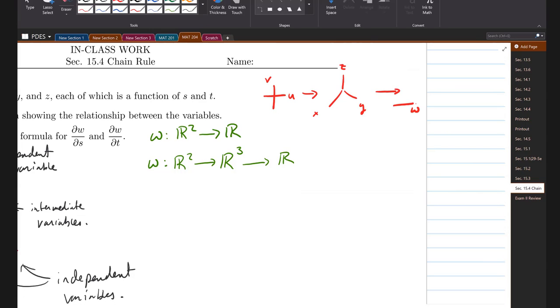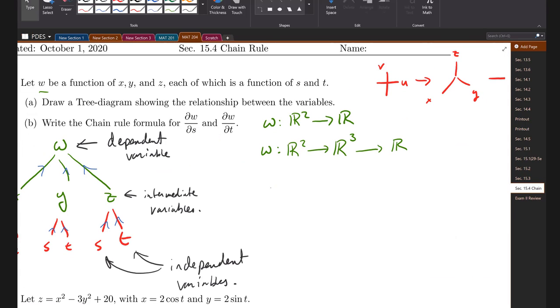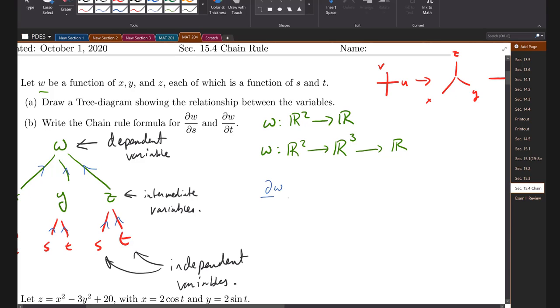Okay. Now, like I said before, there is a way to do some of these problems through brute force. However, often on tests, math teachers pick problems where if you try to do brute force, you're going to end up with a gigantic mess. And so this is the method that we want you to learn. It's the chain rule for derivatives of multivariate functions. So I'm going to go ahead and compute partial w, partial s here.